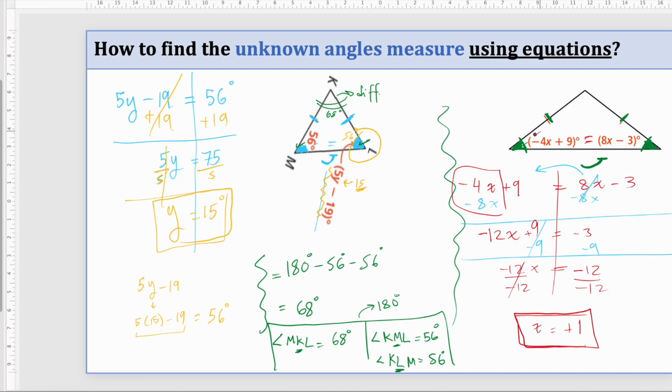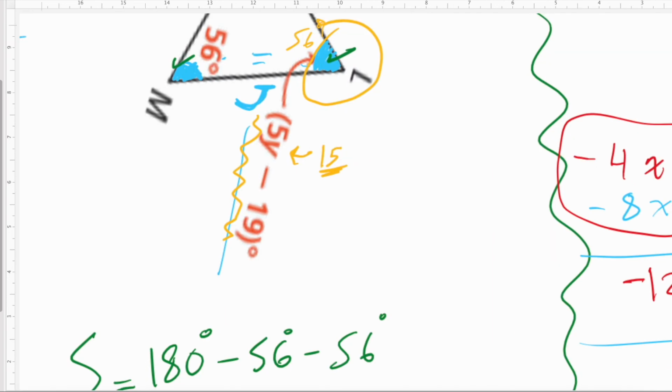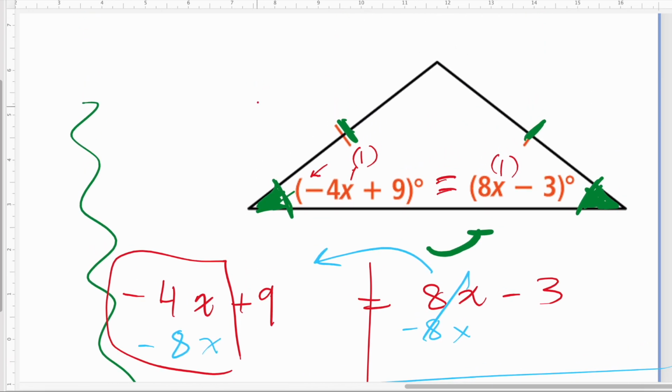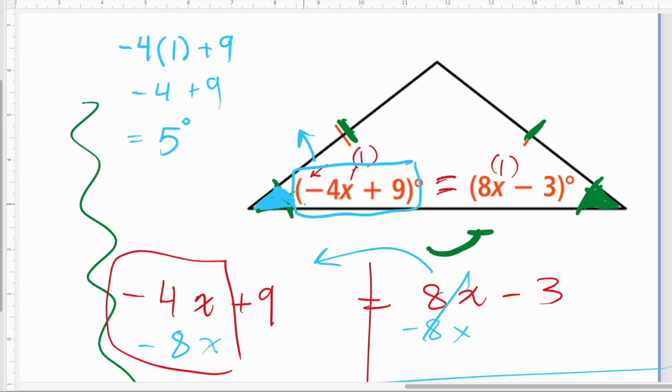Again, does it mean that the angle is 1? No, only x is 1. How to find each angle? You have to substitute and do the whole thing again. So I'll do it very quickly here. So this is the measure of this angle. How can I find it? It's going to be negative 4, instead of x, replace it with 1, because I found x as 1, plus 9. It's going to be negative 4 plus 9, which is basically 5 degrees. So this angle is 5.